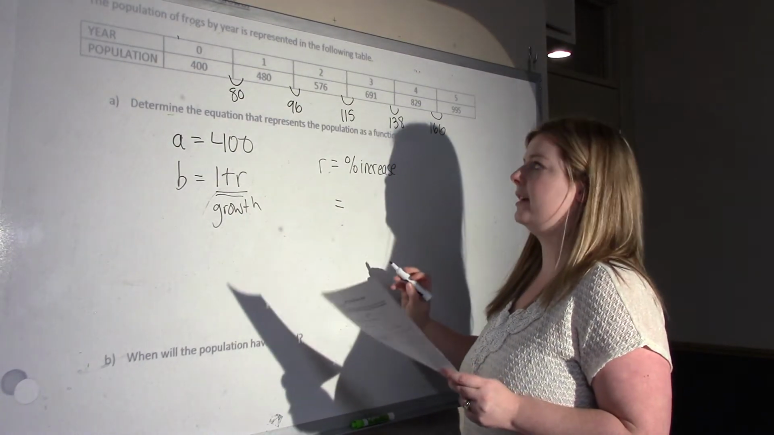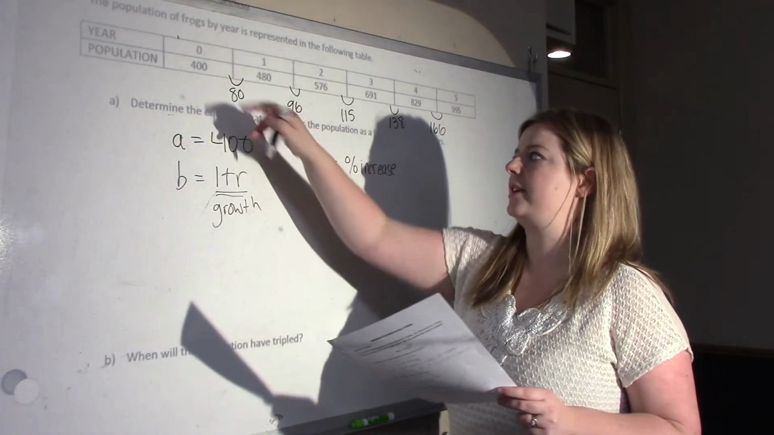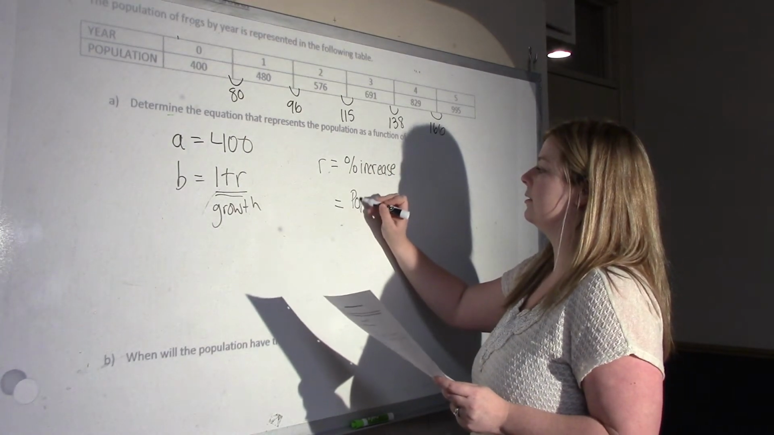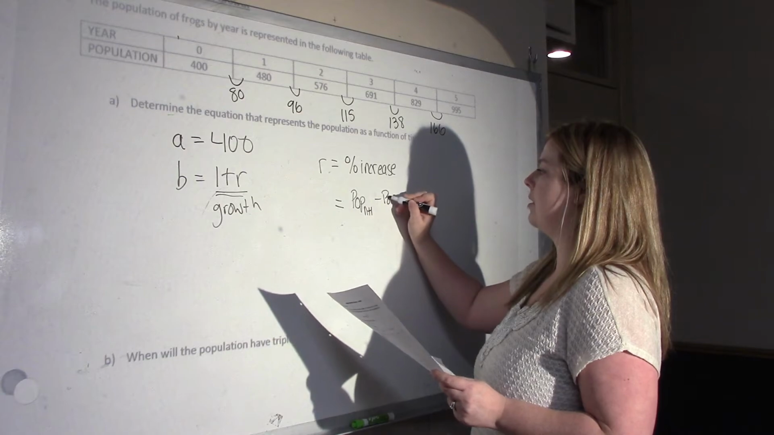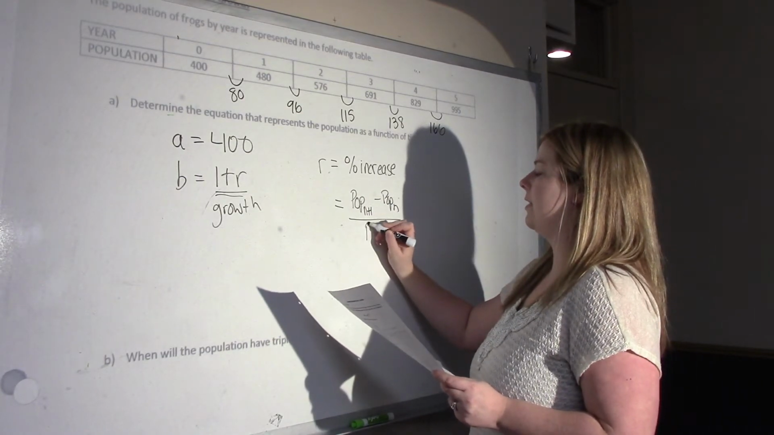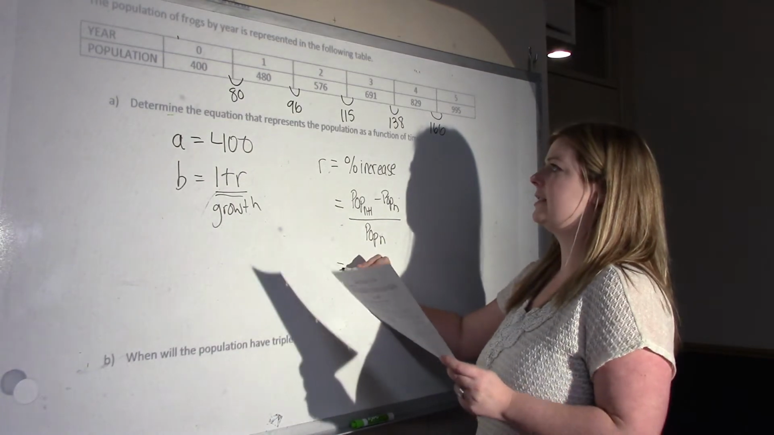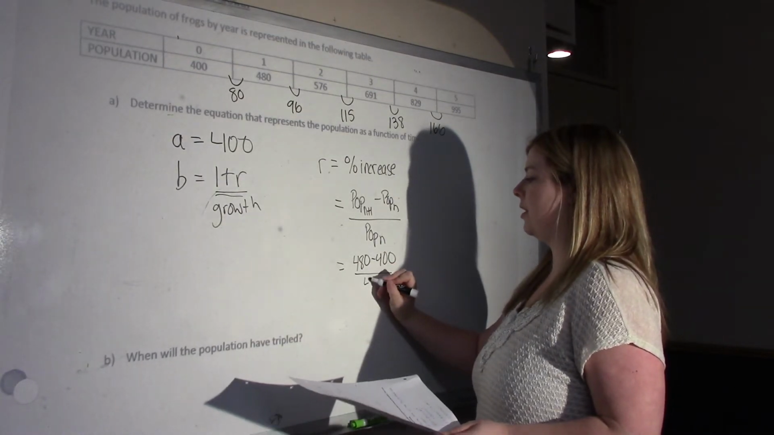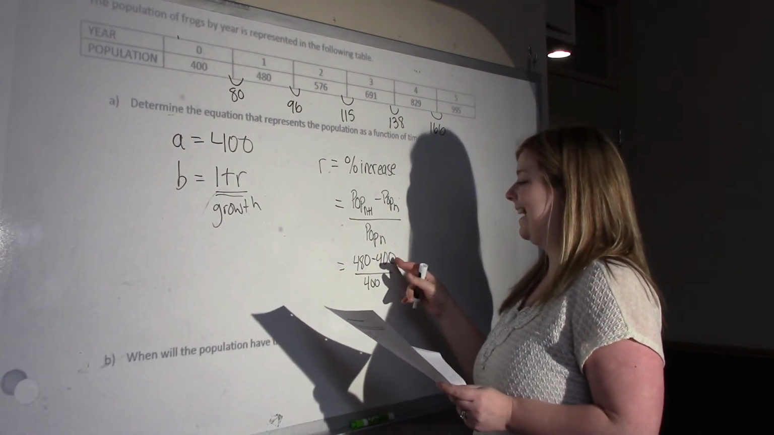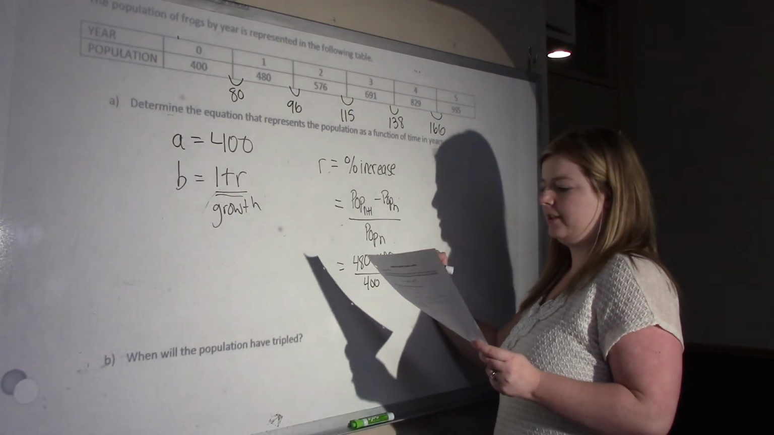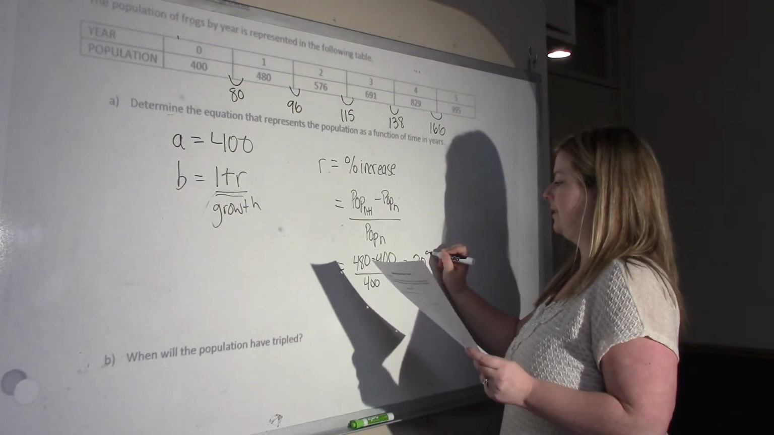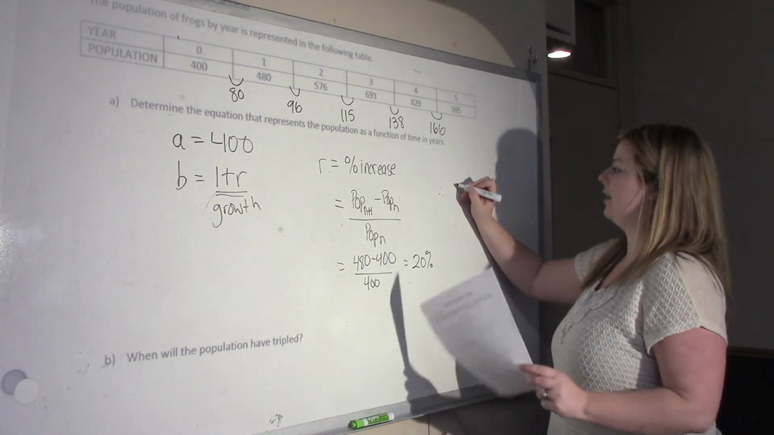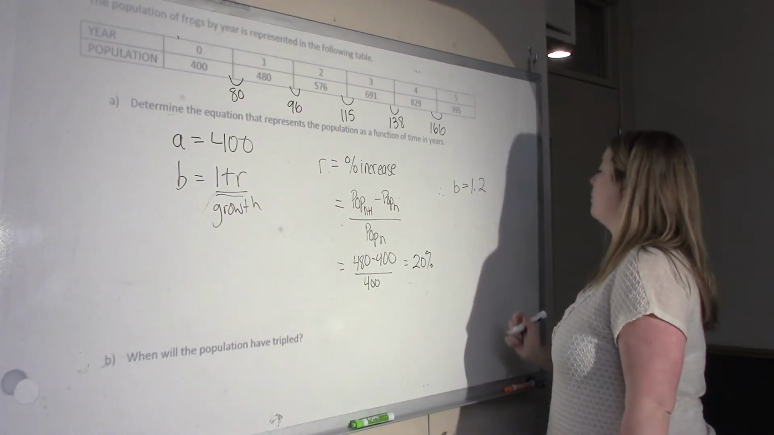Right? So it's how much has this increased over a year in percents. So the population of n plus 1 minus the population of n, divided by the population of n. In this case, 480 minus 400 divided by 400. So it's gone up 80 from 400, so that's a 20% increase. That would give you 0.2. Therefore, your b value is going to be equal to 1.2, 1 plus your rate.